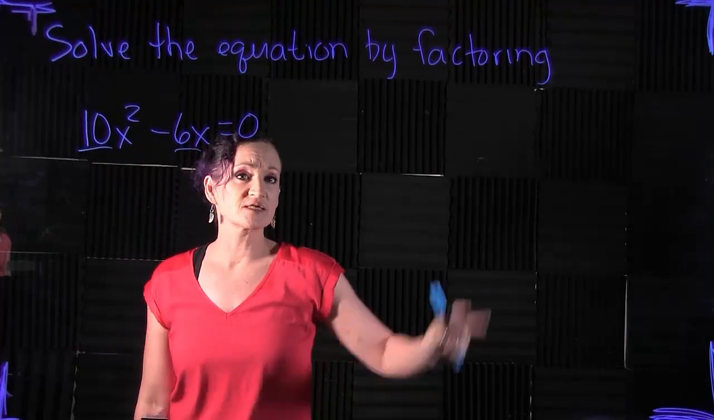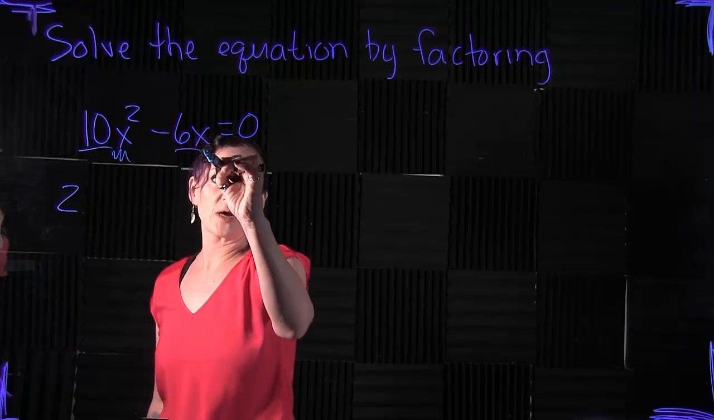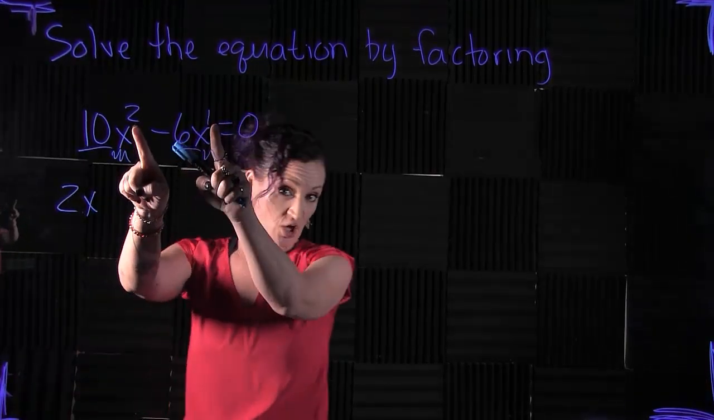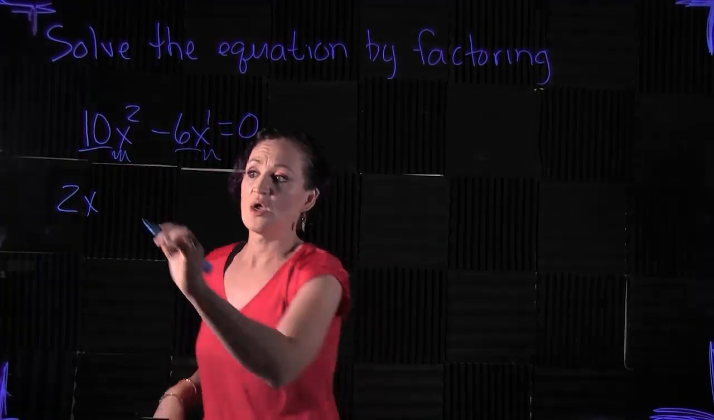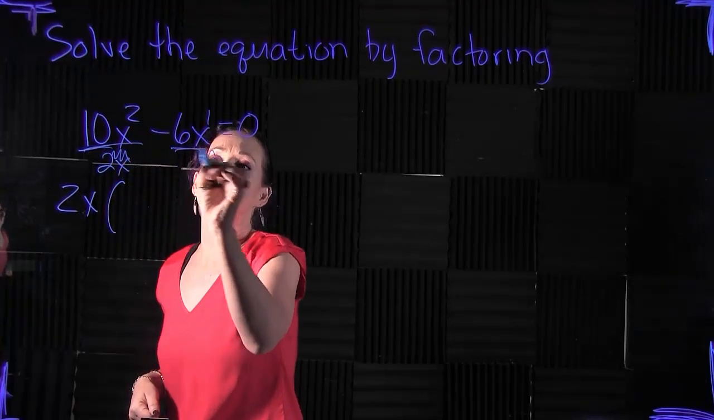Out of 10 and 6, we have a 2 in common, so I'm going to pull that out. And out of x squared and x, we have an x in common. Remember that we're supposed to take the lowest exponent out of the two. So the GCF is 2x. Pull that out to the front.